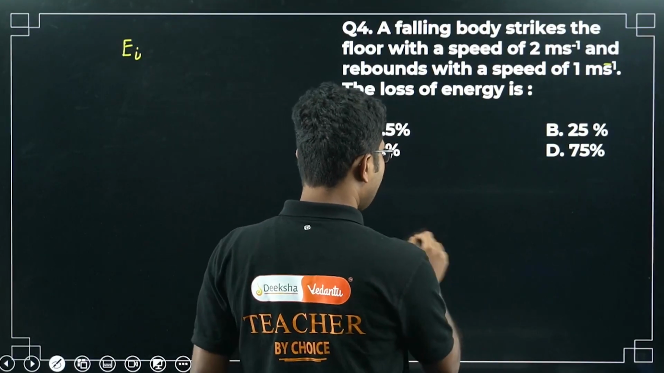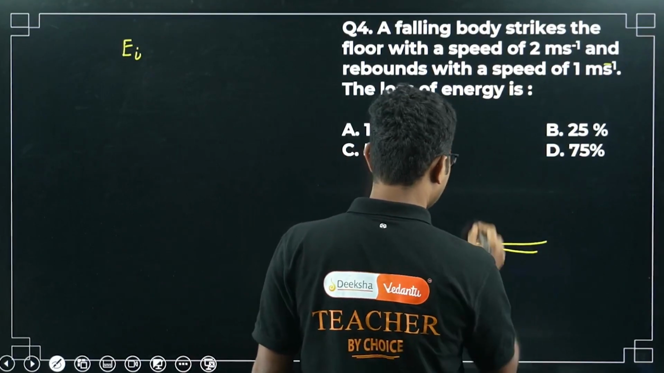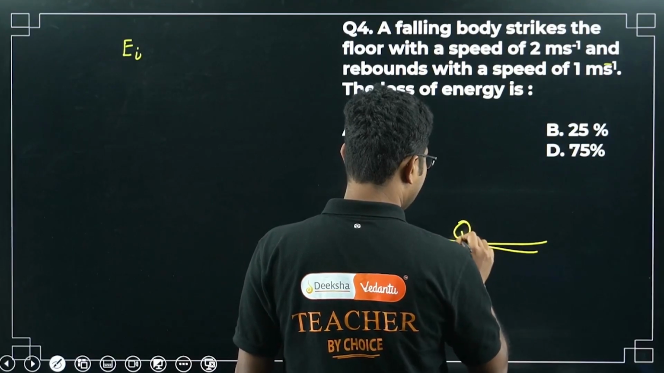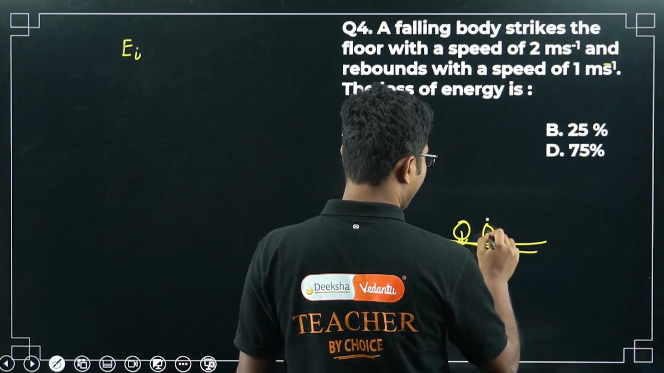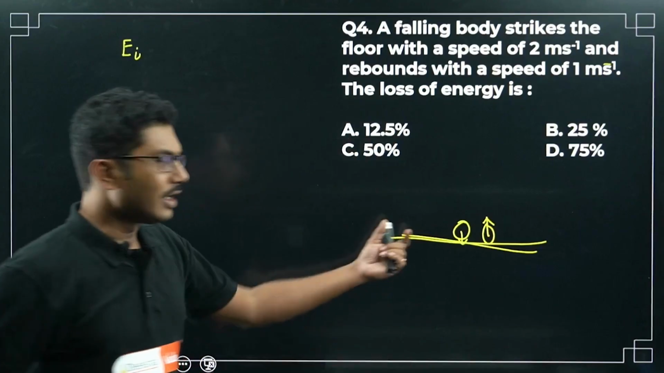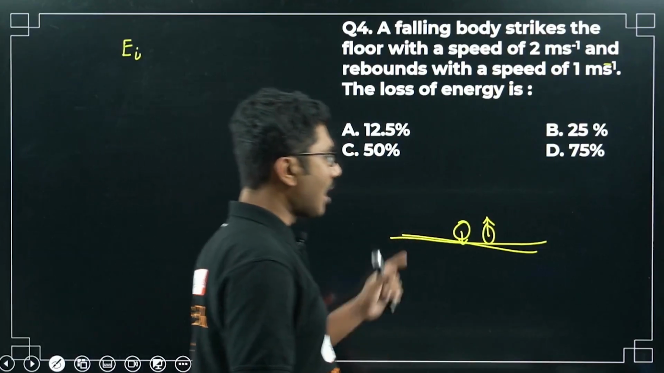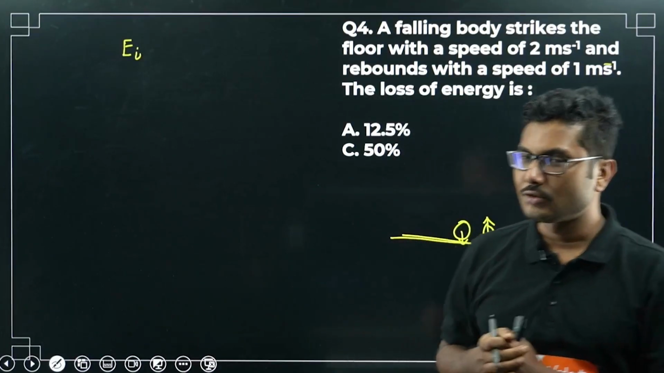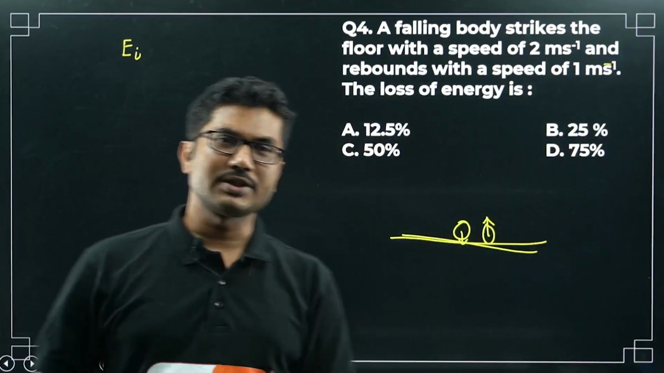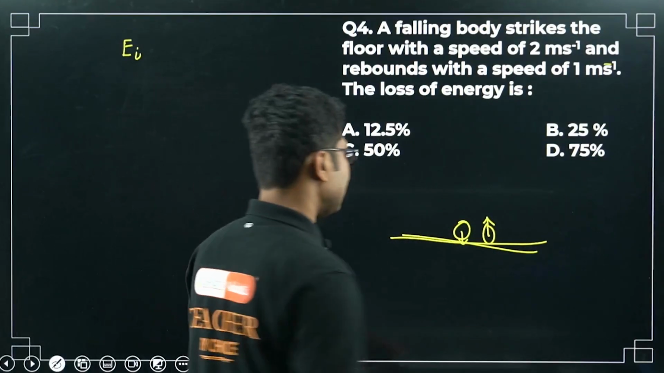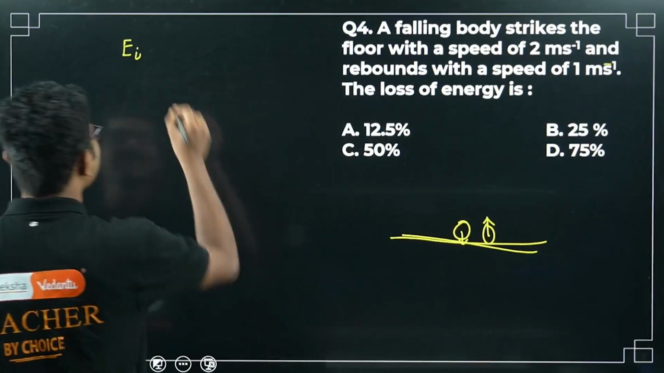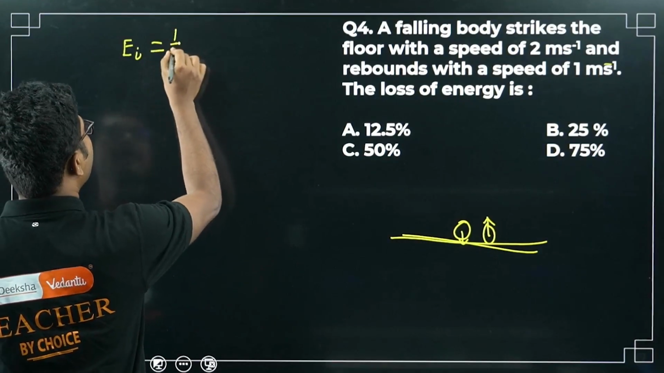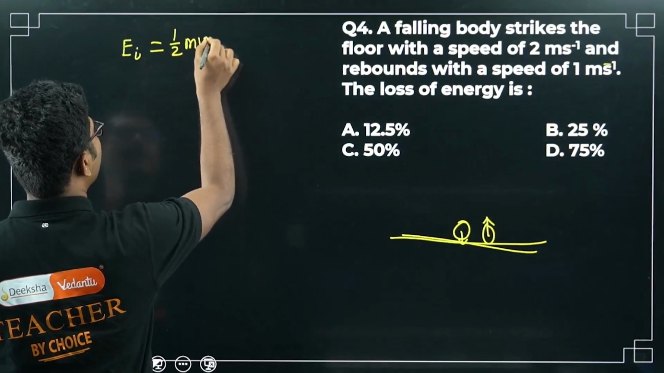So the thing is, there is a ground here, the ball is coming here and then it is going up. Only during this time we are trying to calculate how much energy is lost. So there is no potential energy, the only energy of the system is completely kinetic energy, right? So what is the initial kinetic energy? Kinetic energy formula, we know that it is half m v square.